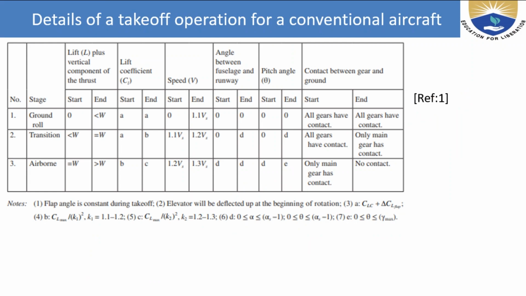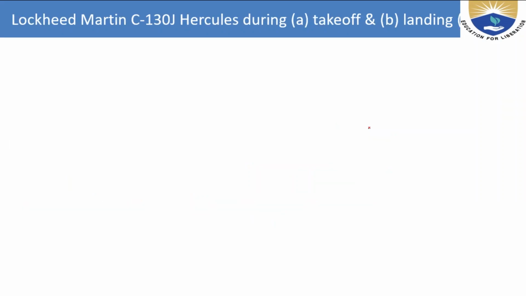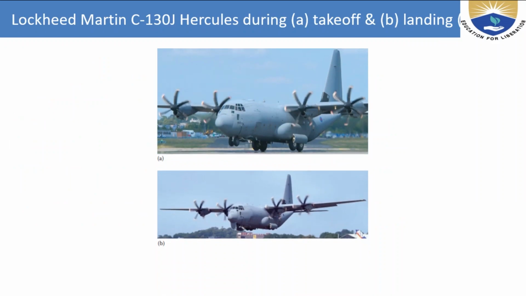And here some velocity parameters are mentioned. Detail of takeoff operation for a conventional aircraft. So how much ground roll starts, all these parameters are here. And these are the two aircraft which are shown here. It is during the landing. This is the landing. And this is the takeoff.